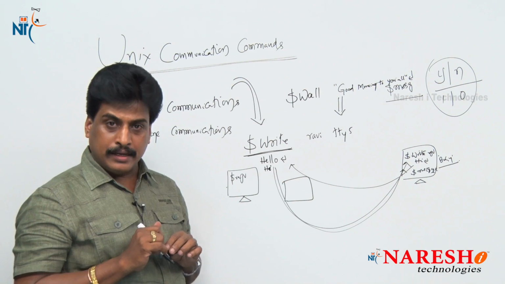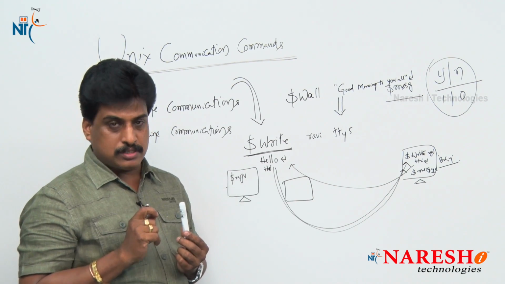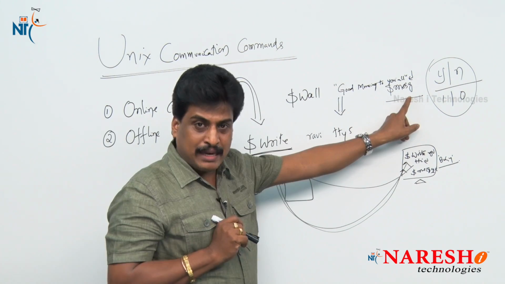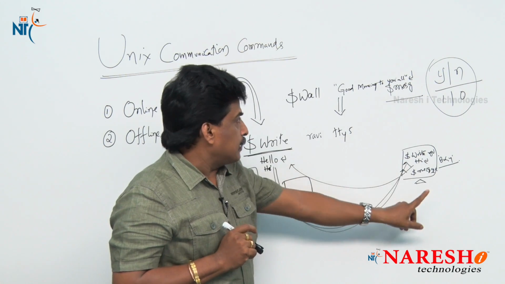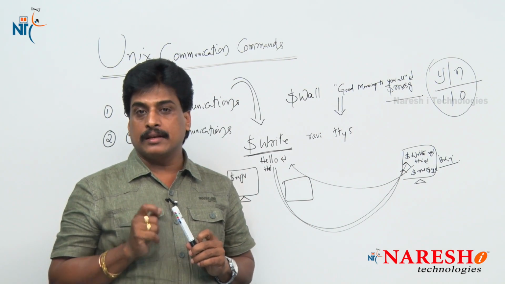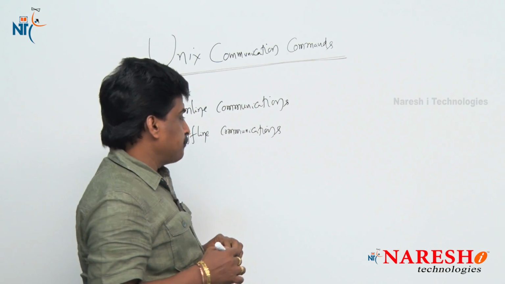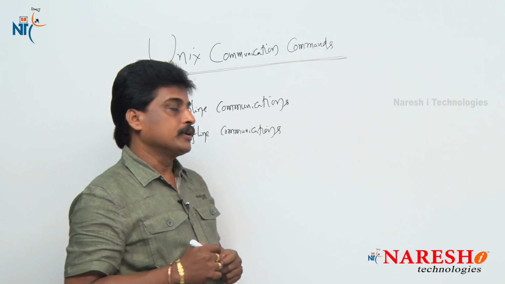Here mainly three commands we are using in Unix. Number one, the write command, to send messages to other users as well as to receive. Another command is mesg, which is nothing but message. The third command is wall. These three commands we are using in online communications.